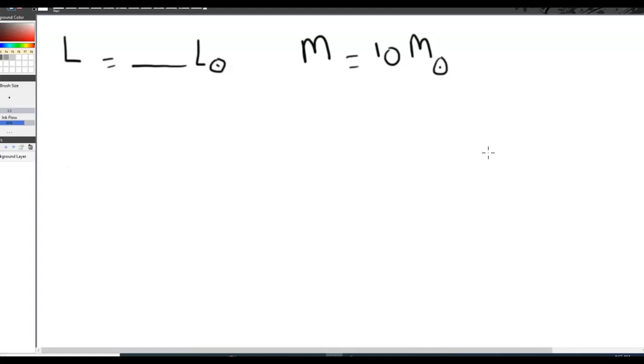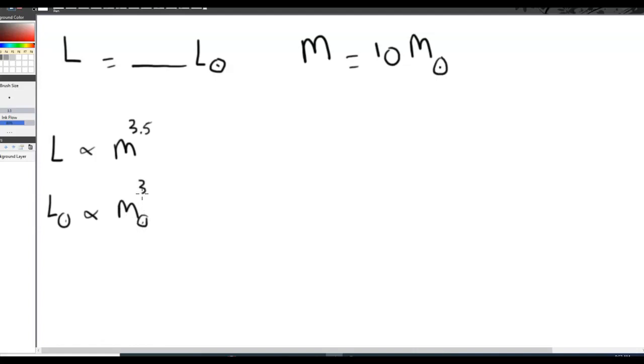Okay, and we want to use the mass-luminosity relation, which is this, to figure out what goes here in the blank. So 10 times the mass does not mean 10 times the luminosity. This relationship has to hold for the star, and this relationship also has to hold for our sun.